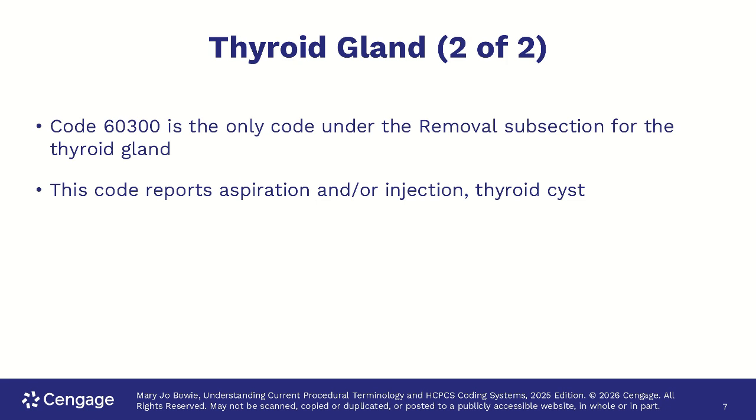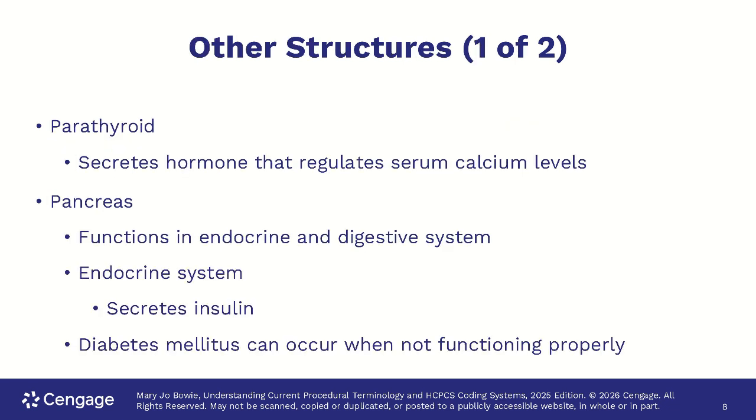or not removal, but aspiration and/or injection of a thyroid cyst. And there are some notes. There's always some notes, right? That's nothing new. Other structures, you have the parathyroid. This is located along the posterior of the thyroid. There are actually two parathyroids on each lobe of the thyroid. And the parathyroid is another structure that secretes hormones that regulate serum calcium levels.